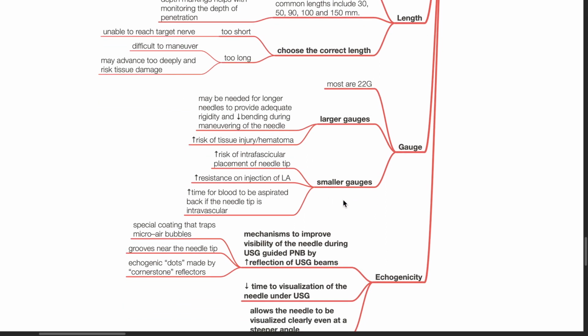Smaller gauges increase the risk of intravascular placement of the needle tip. There is increased resistance on injection of LA and increased time for blood to be aspirated back if the needle tip is intravascularly located.